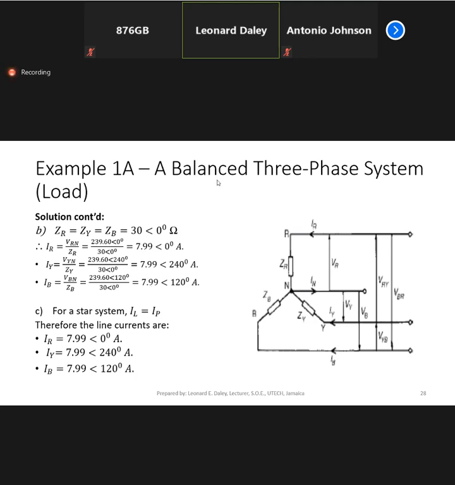All right, so we can see that all of the phase currents have the same magnitude and the angles are 120 degrees apart. And so that verifies that it's a balanced system. But we knew that before, because we know that all the loads were the same value and the voltages were balanced already. All right. Now for a star system, the line current is equal to the phase current. So therefore, the line currents are equal to the phase currents up here. So I just basically write them back.